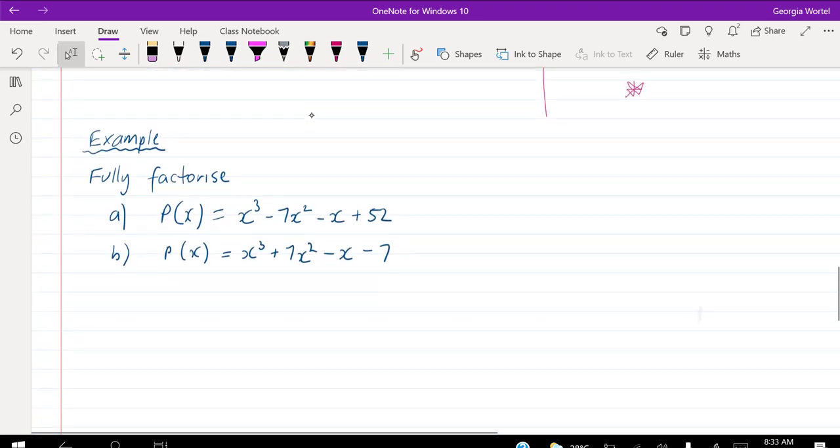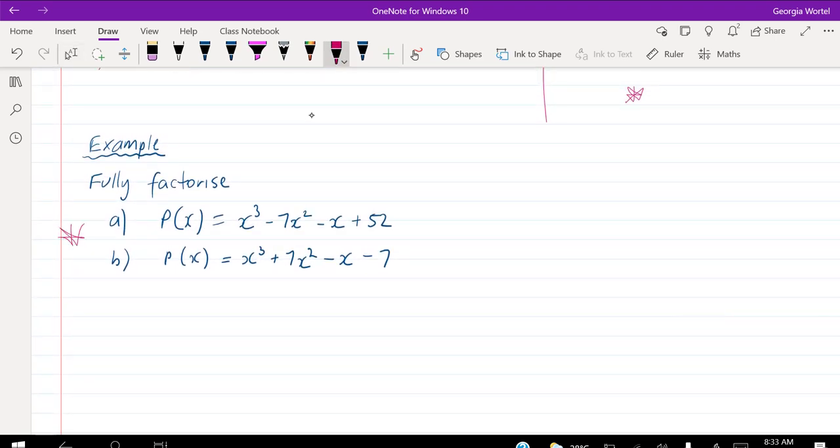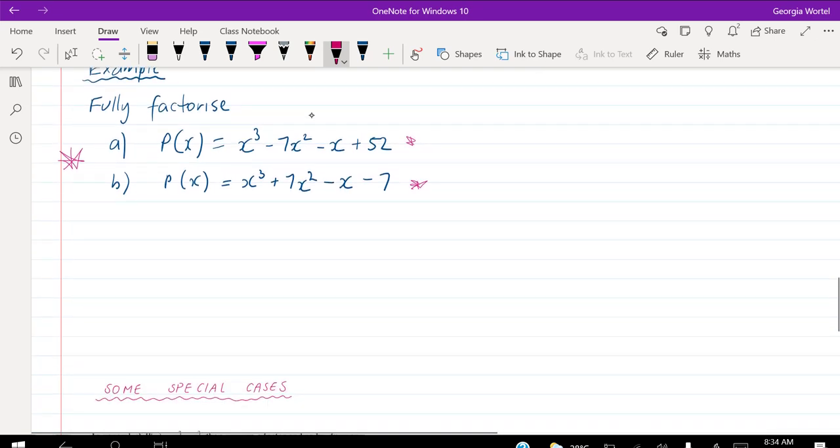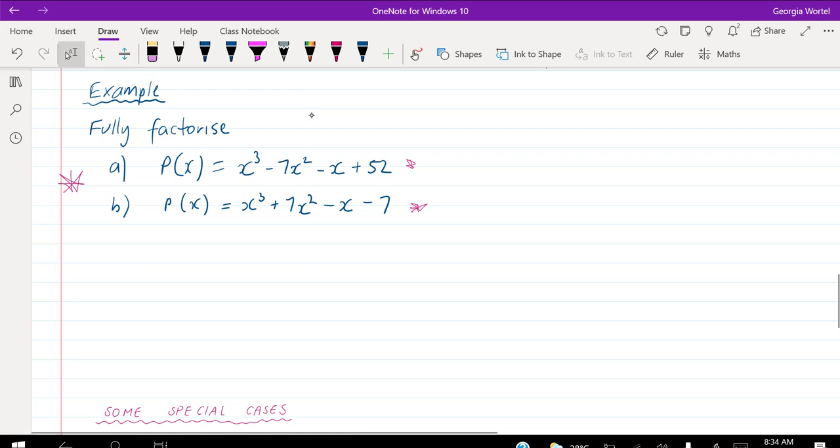Okay, here's a couple more you can have a go at. So we want to fully factorize this one here and this one here. So a couple of examples there you can have a go at. Pause the video, check back, and see if you got your answer correct. Now guys, for the sake of time, I'll pop these solutions up on the OneNote so you can go and check over there if you got them correct.